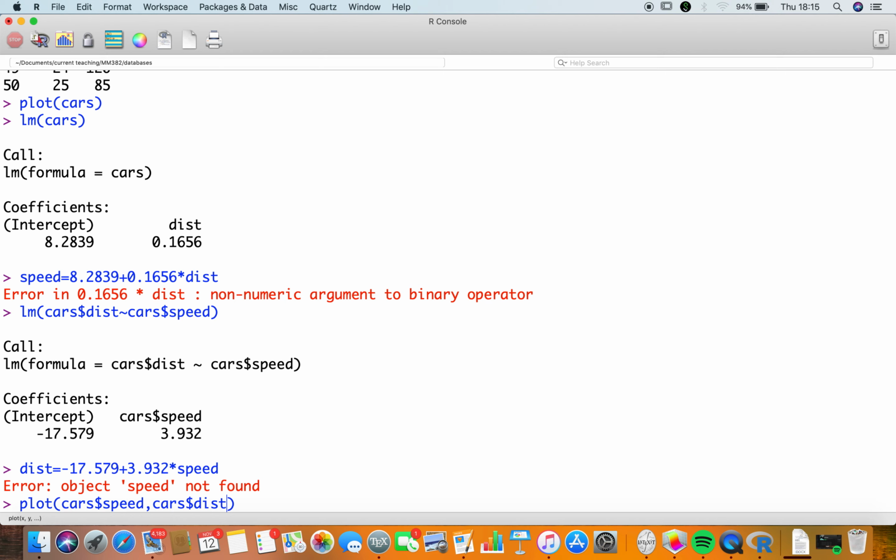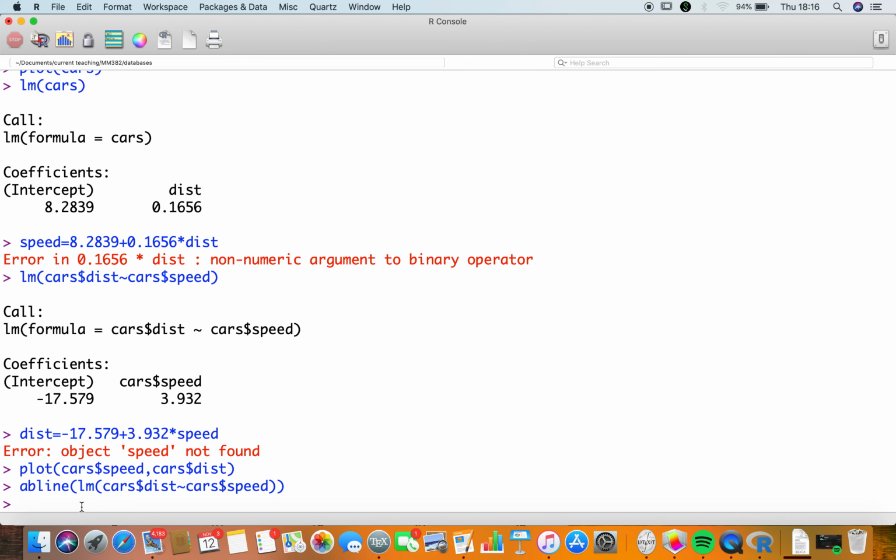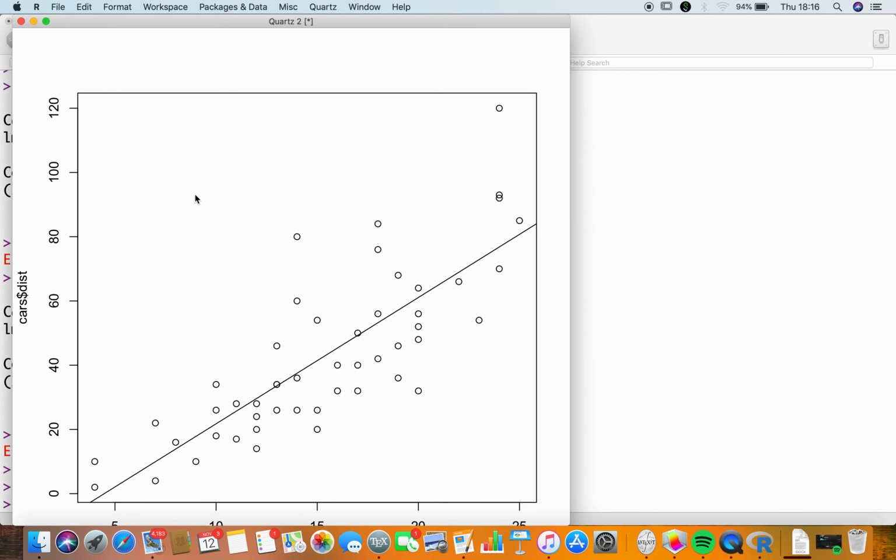So that's what I'm going to do. Hopefully that works. Yeah. And then what I'm going to do, folks, is come back and add, sorry, I'm going to put abline. And I'm going to put in this. And then when I go back here, I get my regression line fitted to my plot. All right, so that's what you get. So that's the regression line going through the data points.